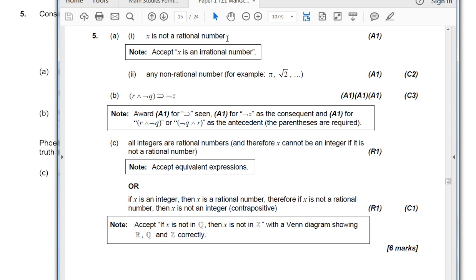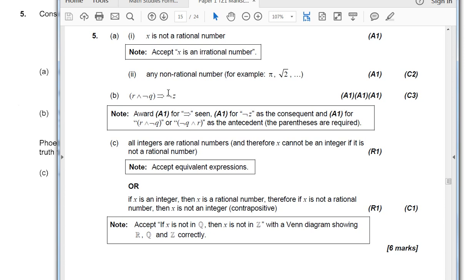So first part, X is not a rational number, so that worked. And notice it also says X is an irrational number would be acceptable. Okay. Part 2, all we'd have to do is list any non-rational or irrational number, which is pi or root 2. Those are the ones that we were coming up with. You only have to list one, so probably just list one.